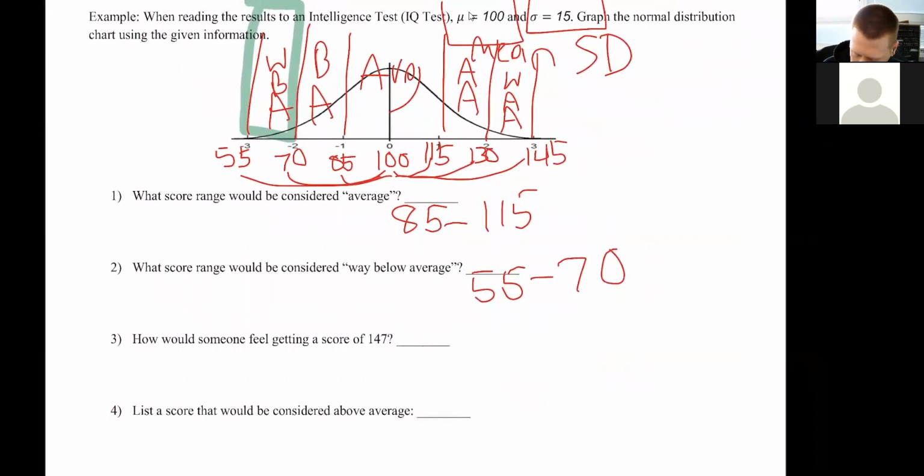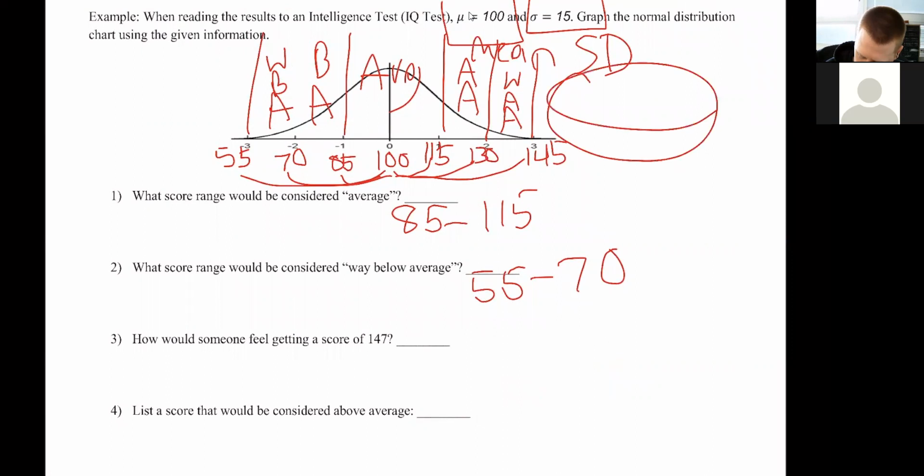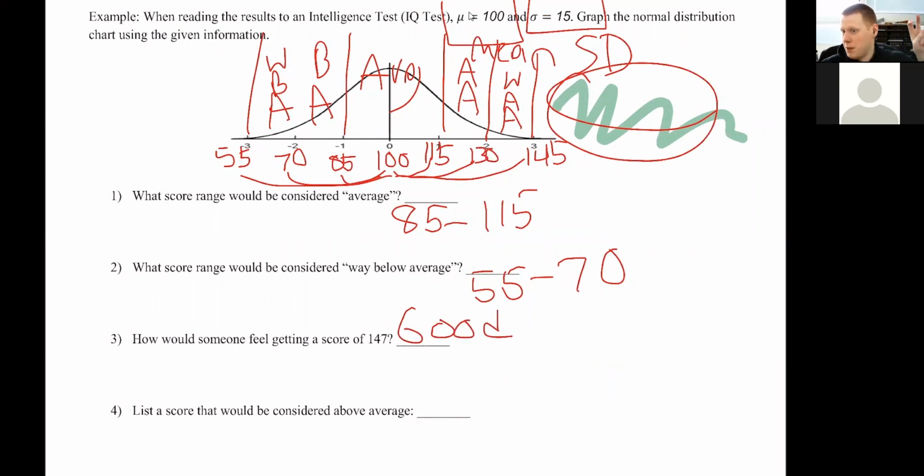And then the next question says, how would someone feel if they got a score of 147? So that would be somewhere over here. So that would mean you scored incredibly well. So you would probably feel good. I mean, technically, if you put a lot of weight into an IQ test, you would be considered a genius.